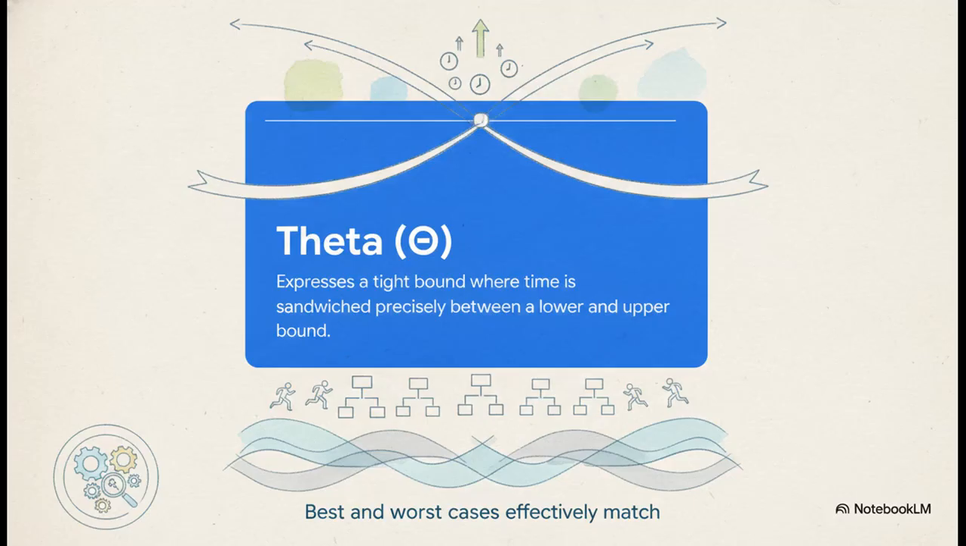And finally, we have theta notation. Theta is the formal way to express a tight bound. You use this when an algorithm's running time is sandwiched precisely, meaning the ceiling and the floor are essentially the exact same in terms of their growth rate. When you can express an algorithm using theta, you have a highly precise understanding of its exact complexity, regardless of whether you get lucky or unlucky with your input data.